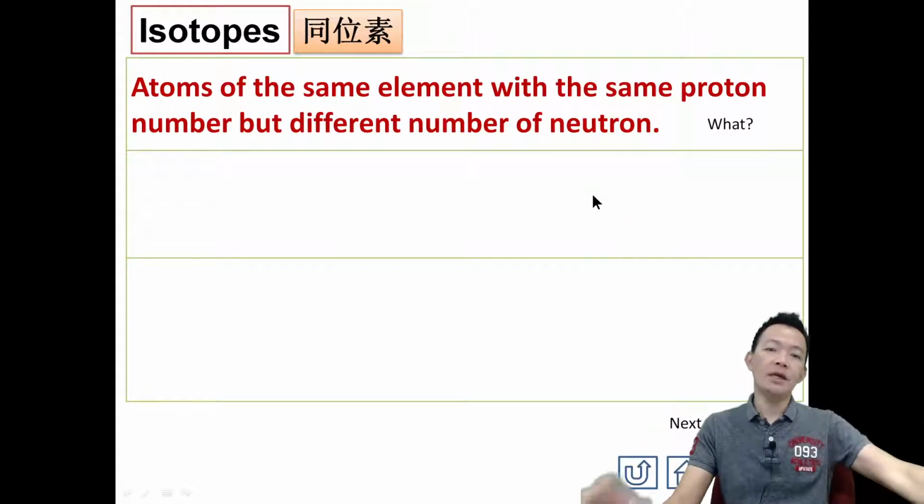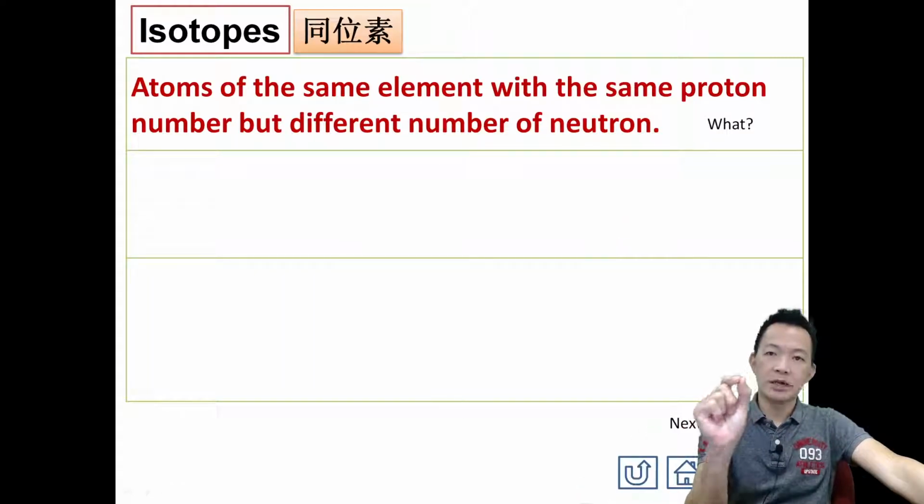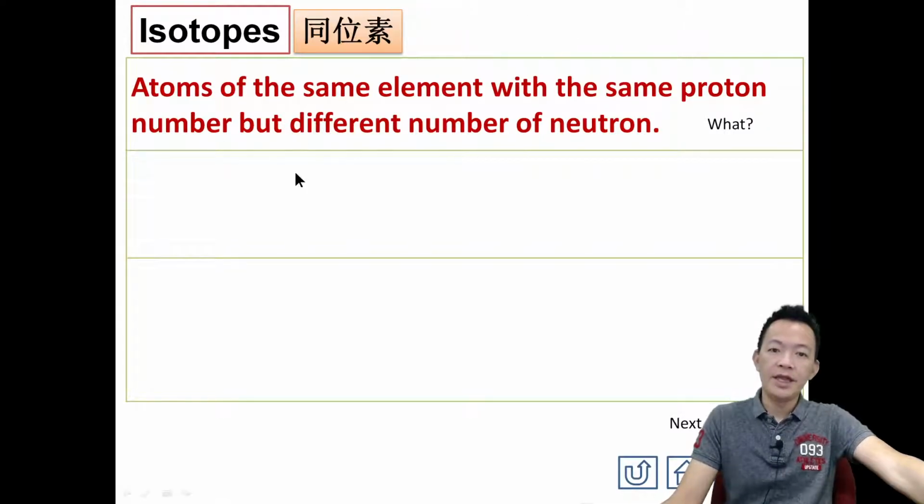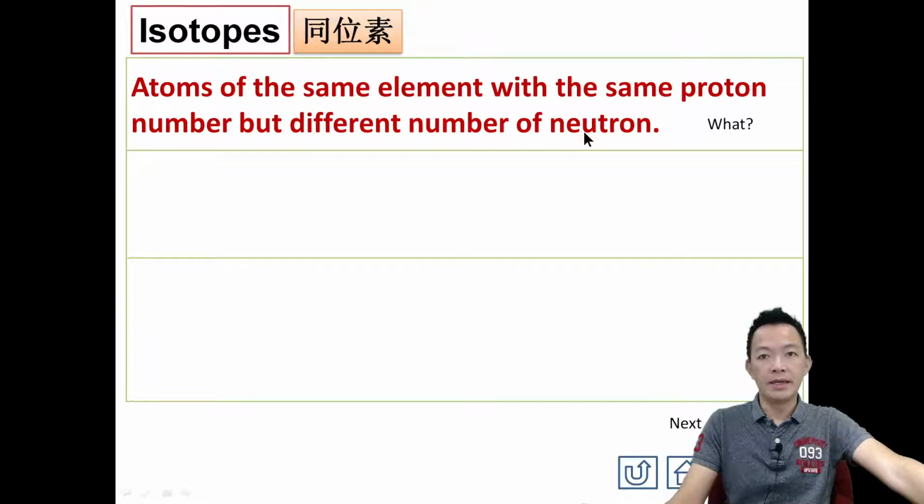Next. When you write the answer for isotope, please be careful. A common mistake is this: Atoms of the same element with the same proton number, but different in the neutron number. Remember, neutron does not have a number. You can only write number of neutrons, you cannot write neutron number.